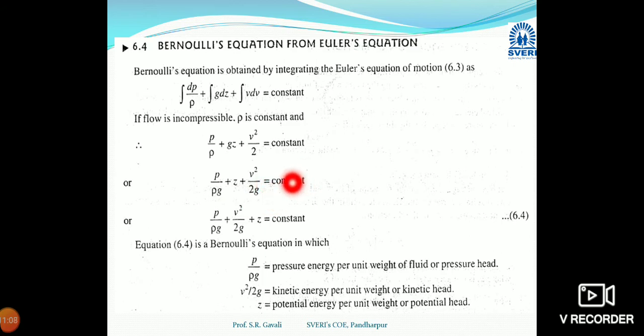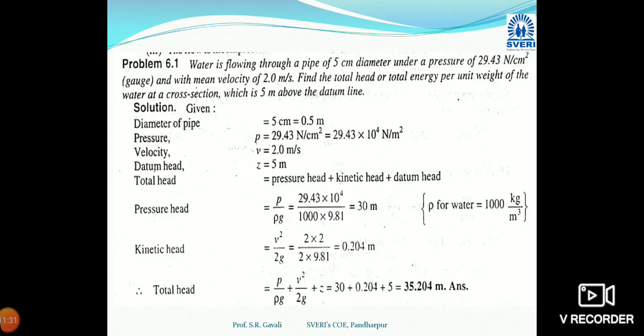G is again constant, so p upon rho g plus v square upon 2g plus z is equal to constant. This equation means the total energy of the flowing fluid always remains constant, and total energy includes pressure energy or pressure head p upon rho g, kinetic energy or kinetic head v square upon 2g, and potential energy or potential head z. So total energy of the flowing fluid always remains constant. Now we'll see the example.